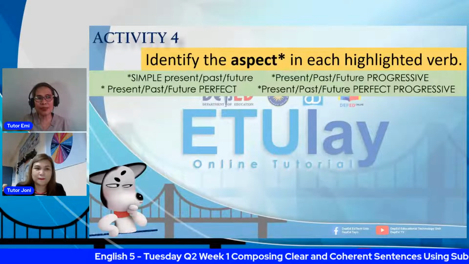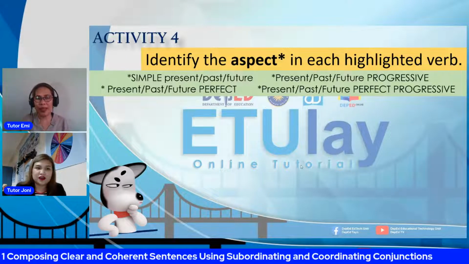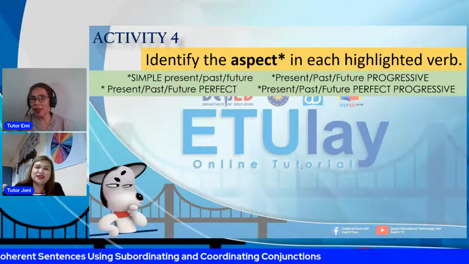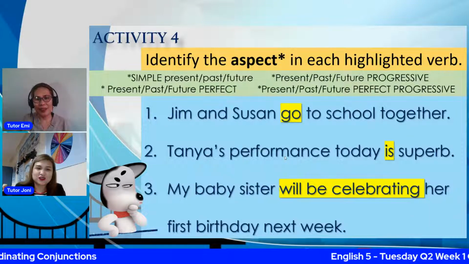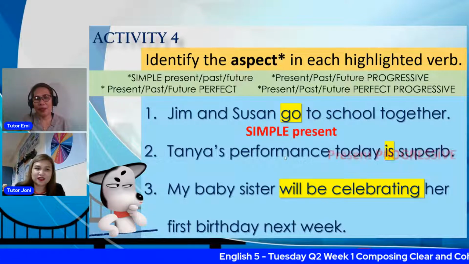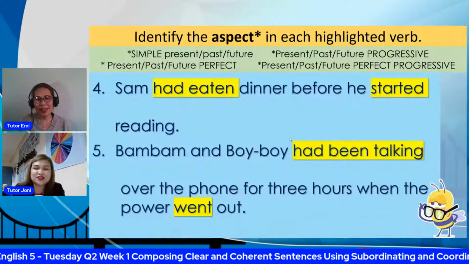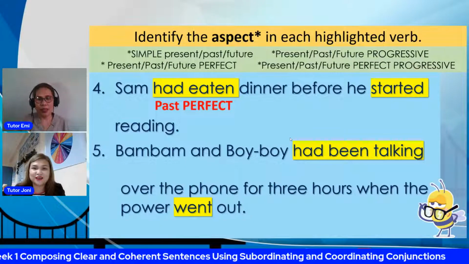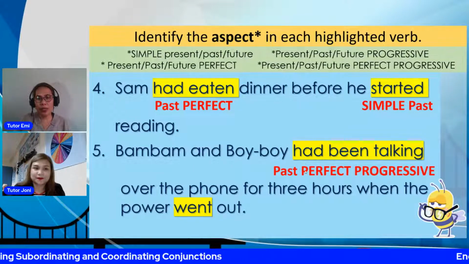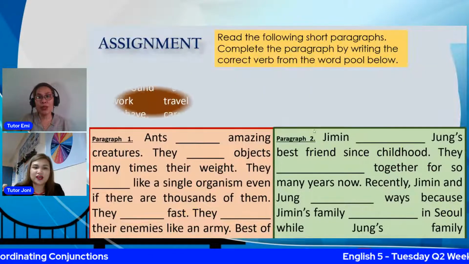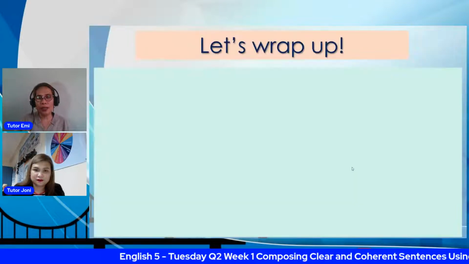Now let's go to the next one. This time we are going to identify the aspect in each highlighted verb. I think we just have to wrap up, it's already time. So one activity is just enough for them. Don't worry, we are still going to flash the activities. They can still watch this on TV, so they would be able to get the correct answers and also learn more about verb aspect.